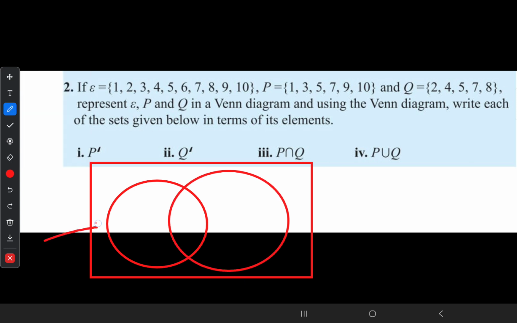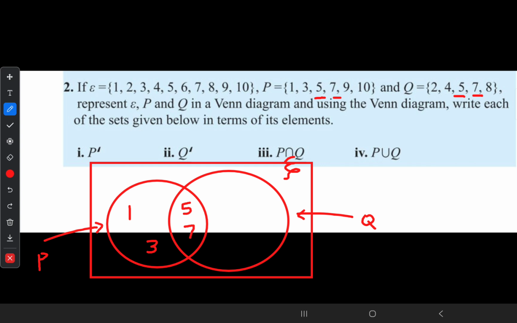This is set P. This is set Q. It doesn't mean the larger circle is the higher one. There is no meaning like that. Okay, here we will have our universal. So for P, it is 1, 3, and the common ones. I will mark the common ones 5 and 7, 5 and 7 here also.